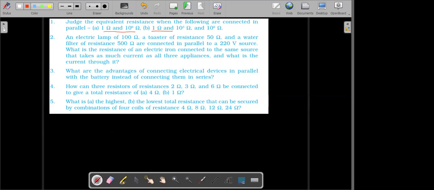Now see, an electric lamp of 100 ohm, a toaster of resistance 50 ohm, and a water filter of resistance 500 ohm are connected in parallel to a 220 volt source. What is the resistance of an electric iron connected to the same source that takes as much current as all three appliances, and what is the current through it? Okay, so first draw the circuit.